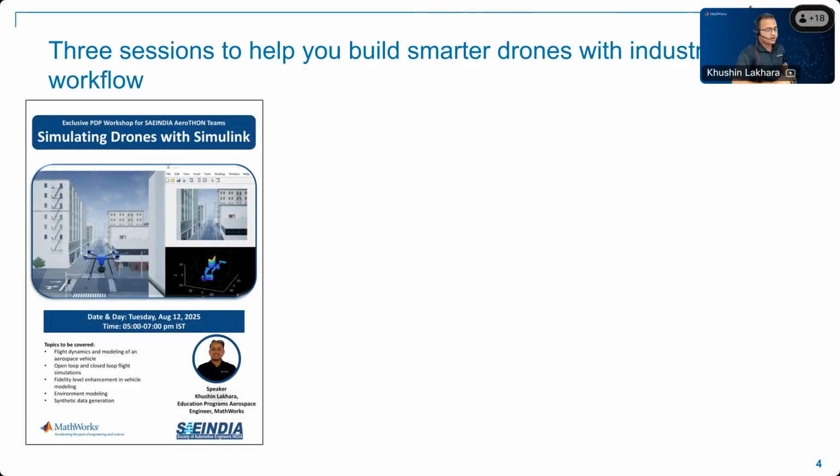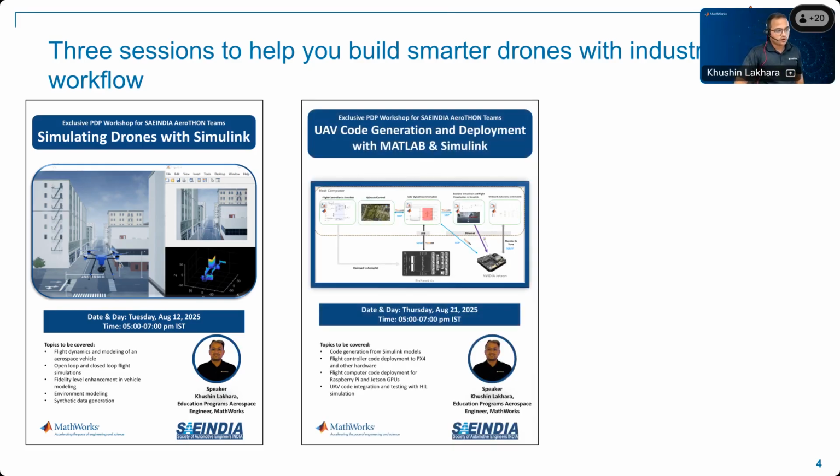Moving forward, we will talk about what open loop flight simulation and closed loop flight simulation are. We'll also discuss various fidelity level enhancements in vehicle modeling, and finally, we'll talk about how environment modeling is done and how we can build up synthetic data generation. So this generated synthetic data can be used for training your neural network model or for your image processing approach.